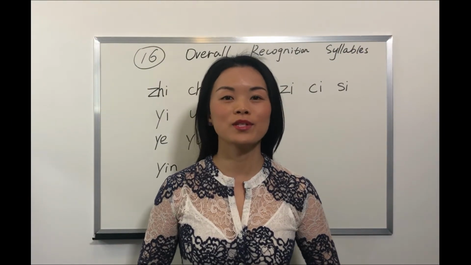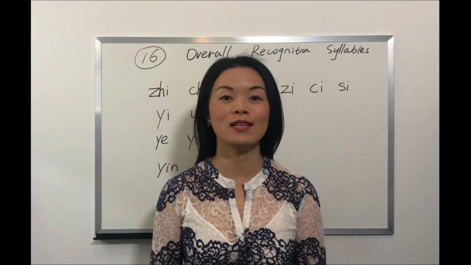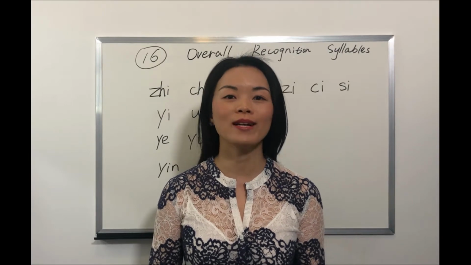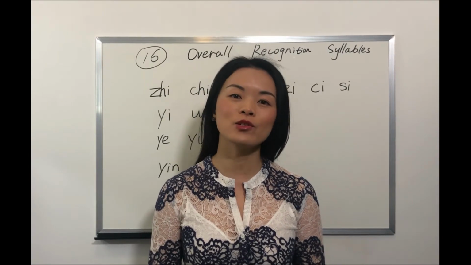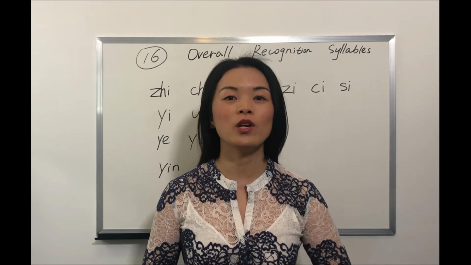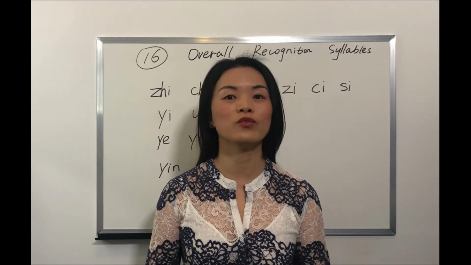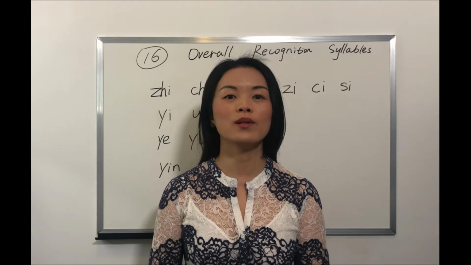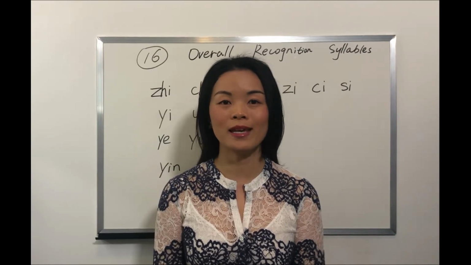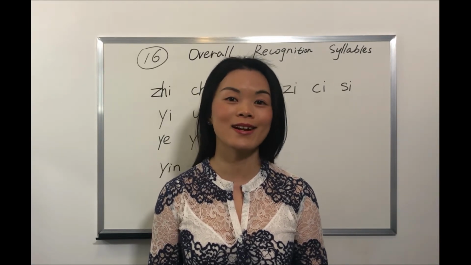Hi guys, today we're going to learn the 16 overall recognition syllables in Chinese Pinyin. As we know, Pinyin is composed of one initial and one final, and the initials are the consonants and finals are the vowels. Last video, we learned about all the 23 consonants, and we also learned about the 24 vowels. Today, we're going to learn the syllables that are already one individual pinyin. So we just need to add the tones to it, right? So let's get started.